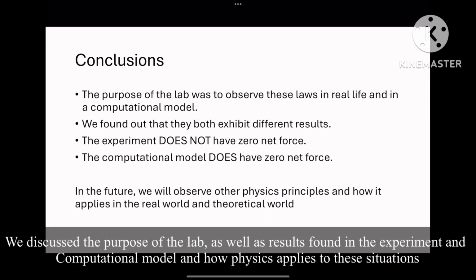Now, conclusion. We discussed the purpose of the lab as well as the results found in the experiment and computational model and how physics applies to these situations.